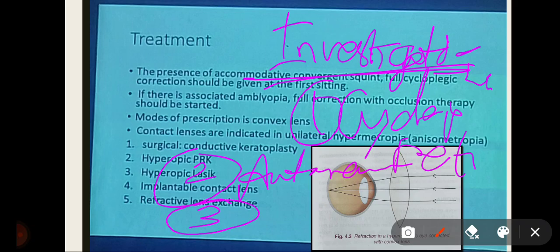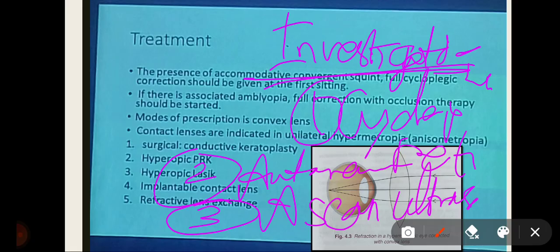And the third one, guys, is scan ultrasonography. It may reveal a short anterior-posterior length of the eyeball in case of axial hypermetropia.